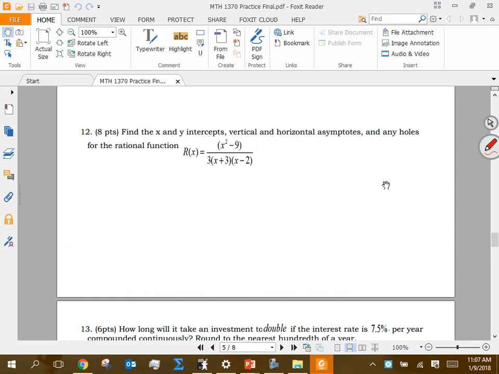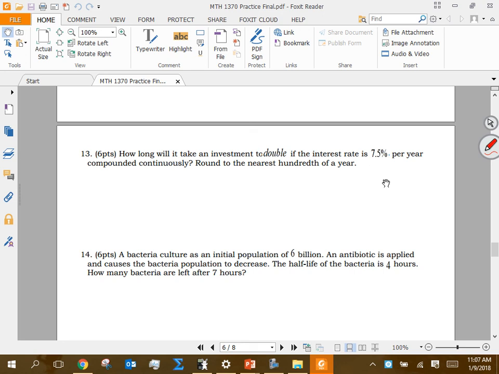Here it says how long will it take an investment to double if the interest rate is 7.5% per year, compounded continuously. So that is compounded continuously. Remember, the amount after time t is equal to your principal times e raised to the rt. So we want something to double. I don't care how much I have, I just want it to double. They don't tell me my principal, so I'm just going to let it be 1. If I want that to double, then it becomes 2. So I'm inserting $1, and I want to find out how long it will take to become $2.